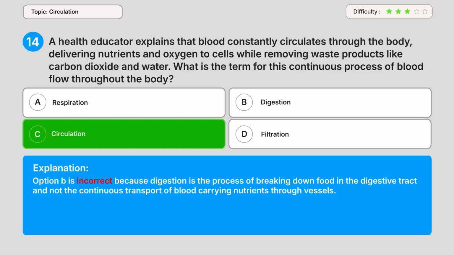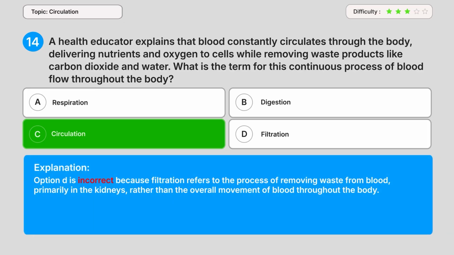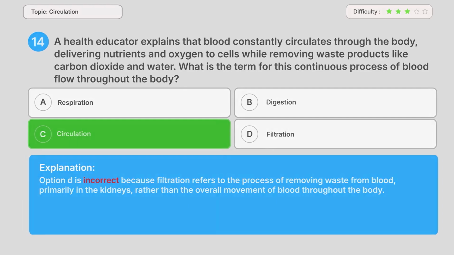Option B is incorrect because digestion is the process of breaking down food in the digestive tract, and not the continuous transport of blood carrying nutrients through vessels. Option D is incorrect because filtration refers to the process of removing waste from blood, primarily in the kidneys, rather than the overall movement of blood throughout the body.